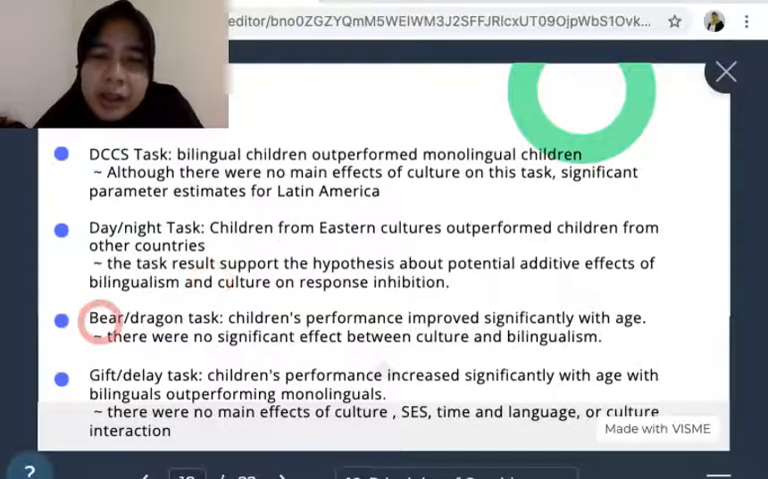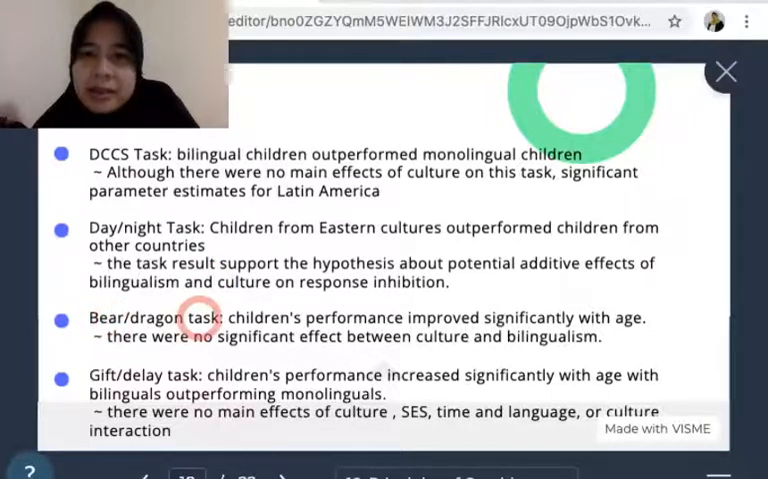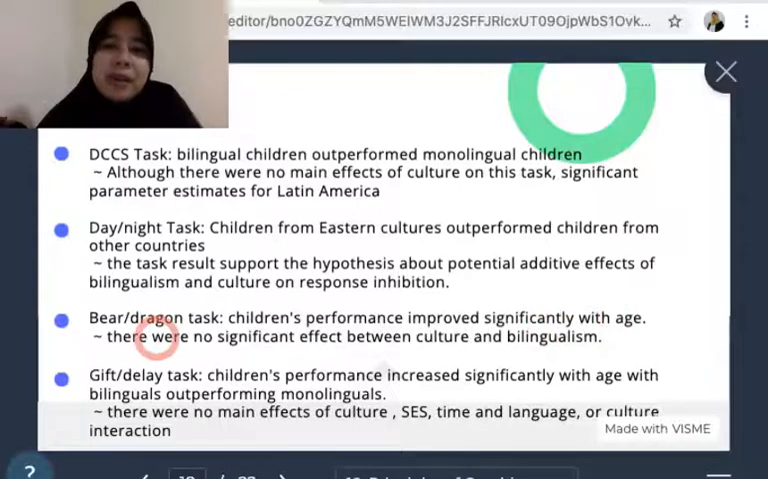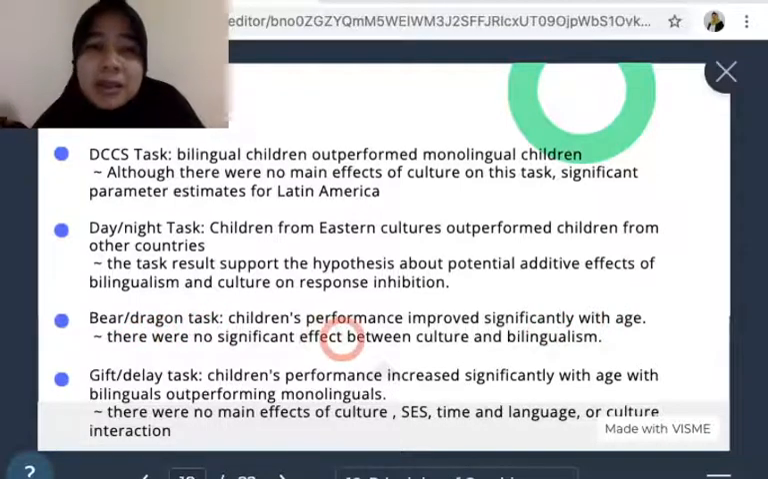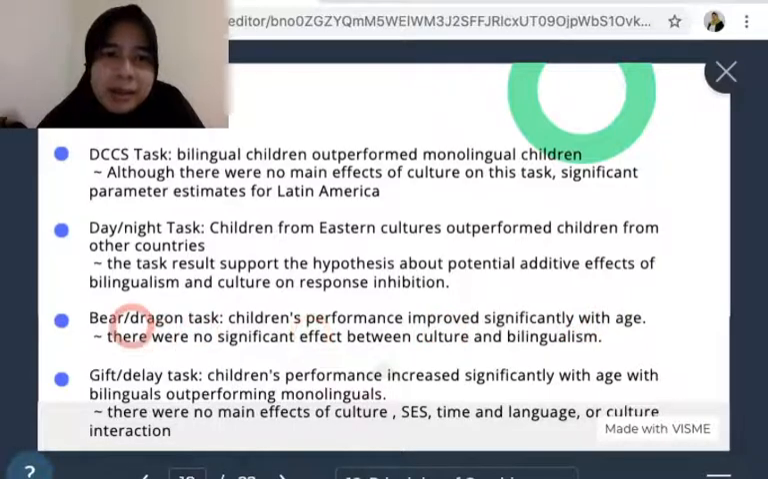On the other hand, in the Bear and Dragon test, children's performance improved significantly with age, but there were no significant effects between cultures and bilingualism. So in the Bear and Dragon test, there was no winner between Eastern and Western, because this is related to age. The older the participant, the more accurate the answer.